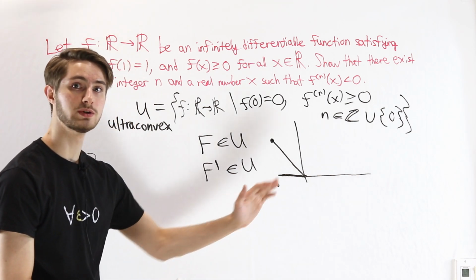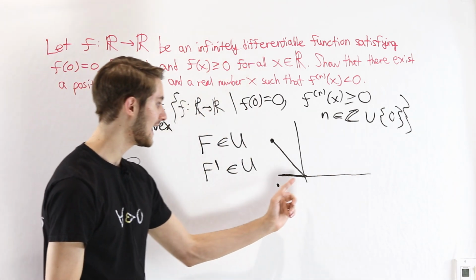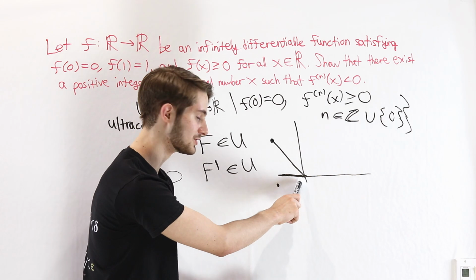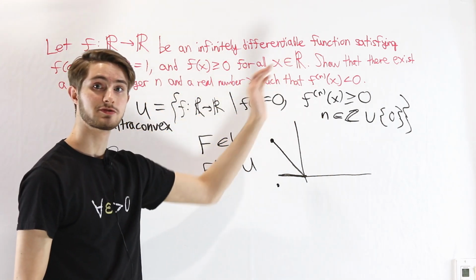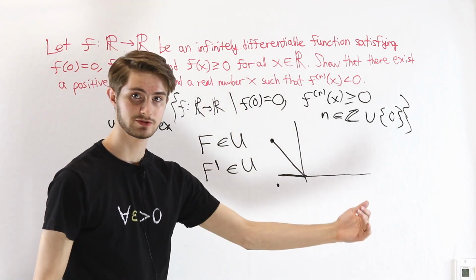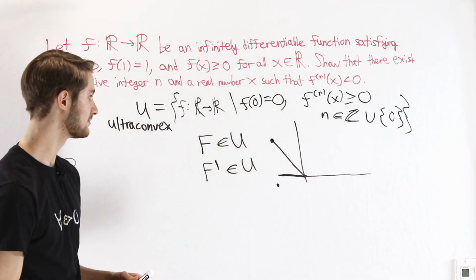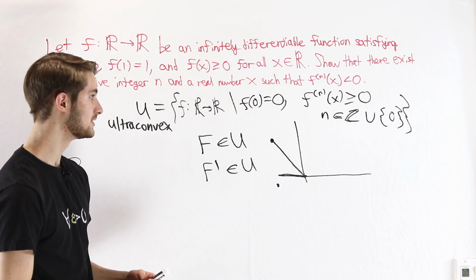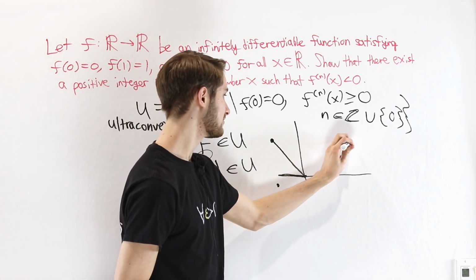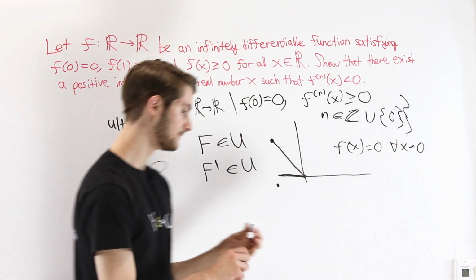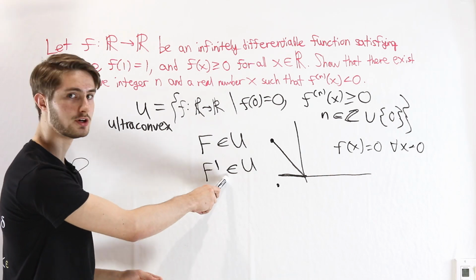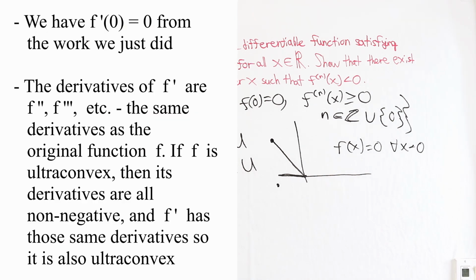So if we took the derivative from the left, we had to get 0 here because the slope is flat up to 0. If this is infinitely differentiable, the derivative from the left is equal to the derivative from the right, which is the actual derivative. And therefore, we've proved that because f of x equals 0 for all x less than 0, f prime must also be ultraconvex. That's because we just showed the first condition, which is that f prime of 0 equals 0.